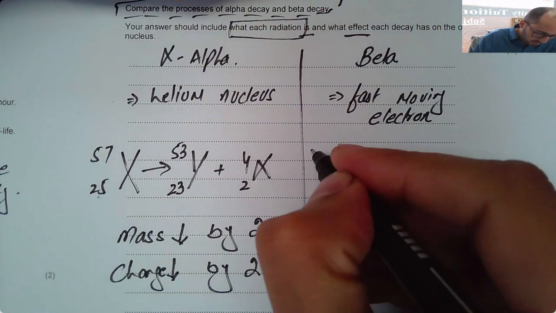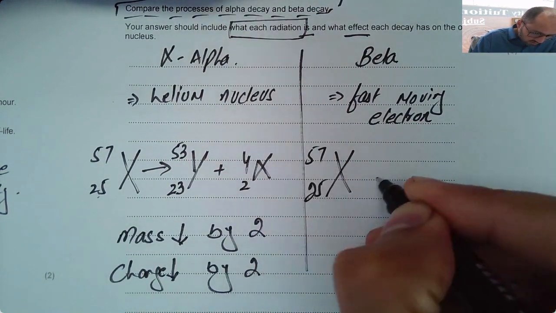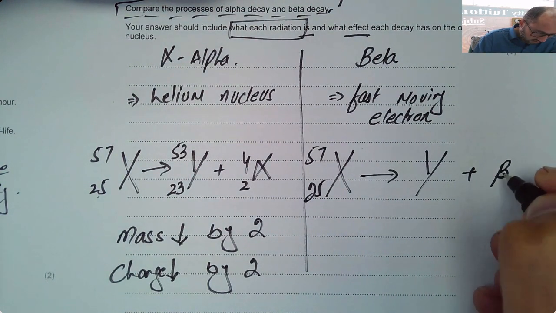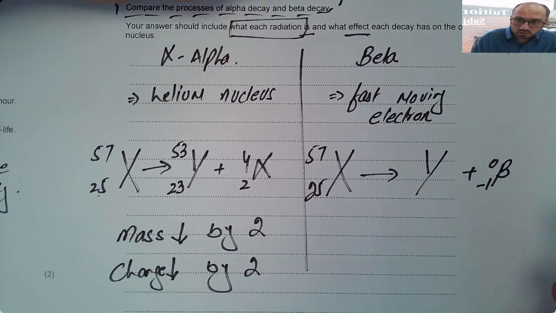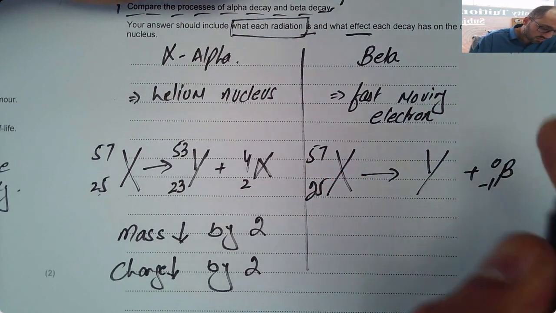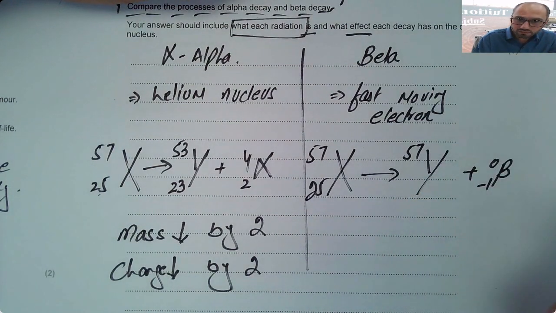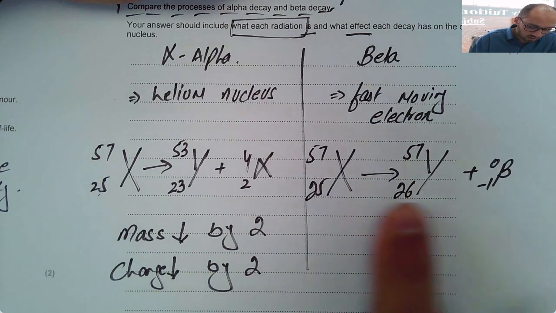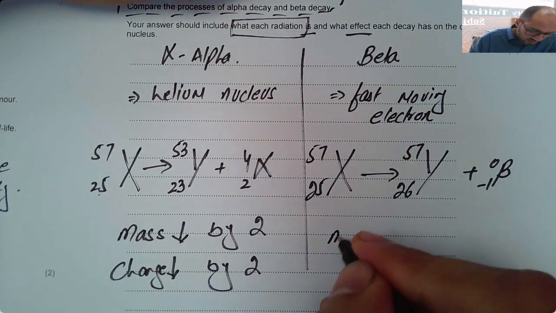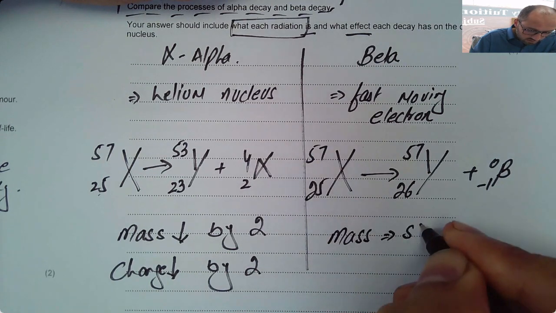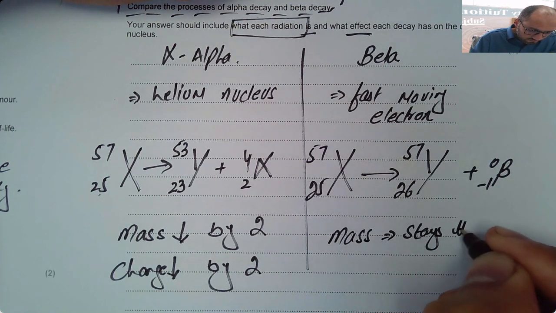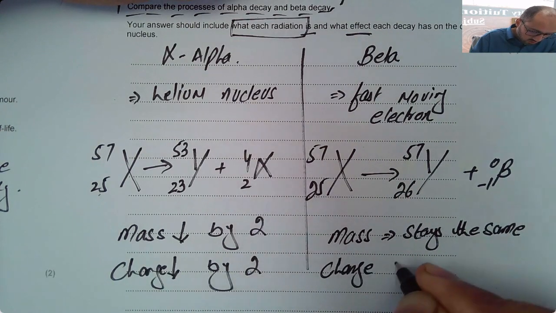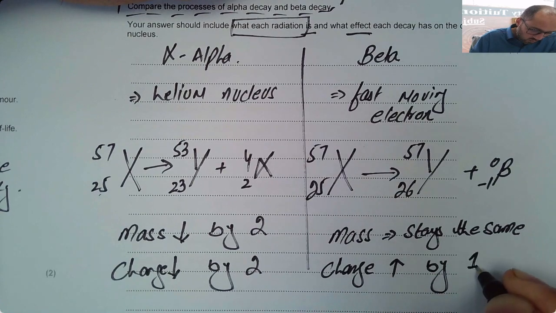And say X, again, same nucleus. This time it changes into Y, but by giving out beta. What is beta? It is 0, minus 1. Now I have to work out the top number. So nothing has gone out in terms of the mass. The top number still remains 57. The bottom number will now change to 26, because if I do 26 take away 1, that will give me 25. So I can say here mass stays the same, whereas the charge goes up by 1.